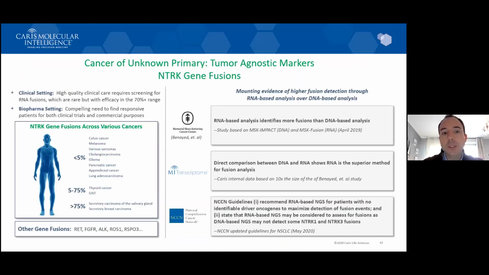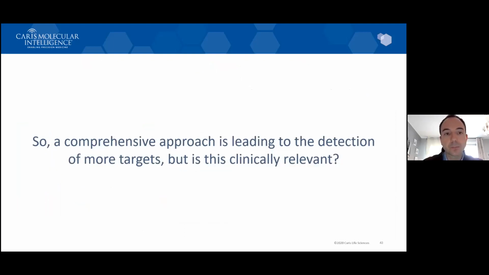Here, NTRK fusions, I don't have to explain much to you. Of course, you know that NTRK is a tumor agnostic marker, so that's the reason why it has to be mentioned in the context of cancer of unknown primary. And there you don't want to miss anything. This is the reason why RNA sequencing is highly suggested in this context as well.